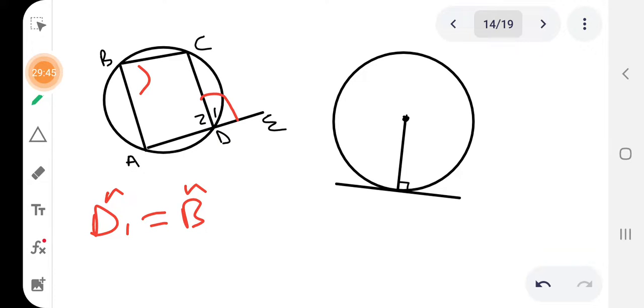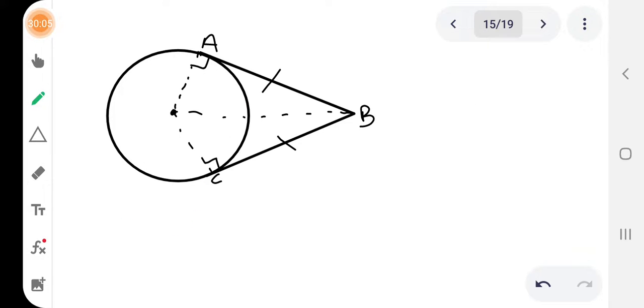So let's go to this one. This one simply says that the line drawn from the center to the tangent is perpendicular. Once it says perpendicular, it means we are going to have 90 degrees here, and also this side 90 degrees. Okay, so let's come to this one.